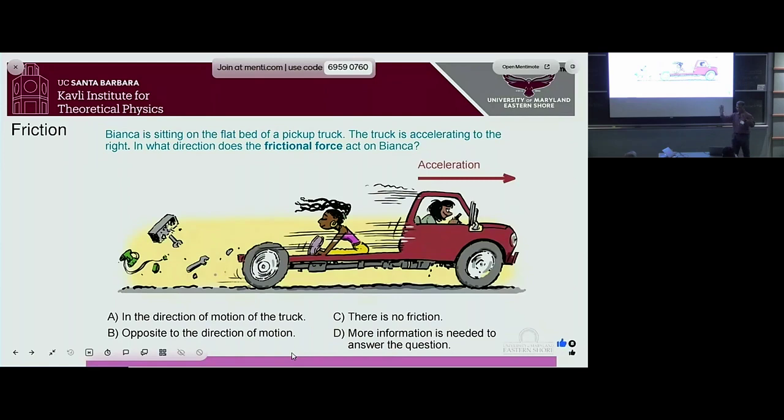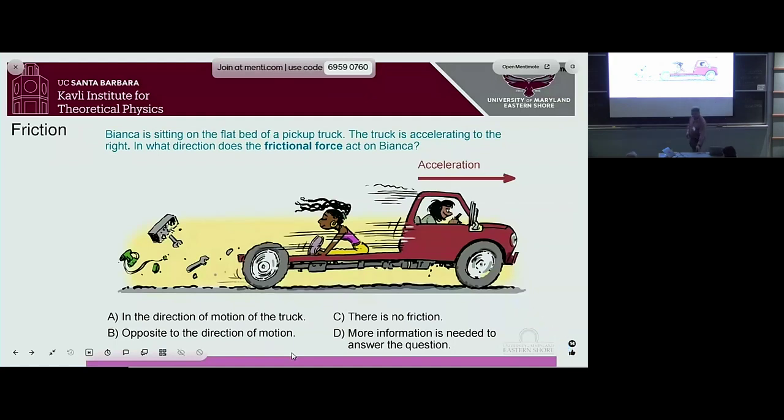Okay. So raise your hand who thinks it's A. Okay, 50% of the room. B. Who thinks B is the answer? No one? Or C, there is no friction? Or D, more information is needed to answer this question?